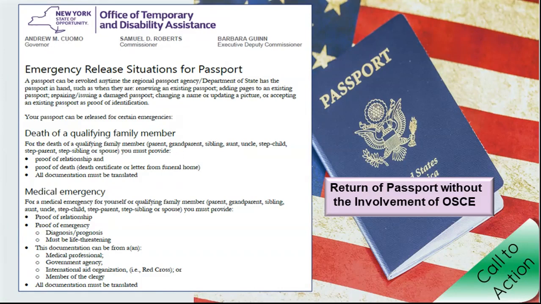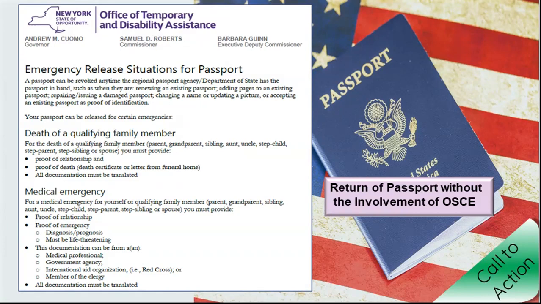Next, in the event that there's a death of a family member, again, they have a list of what is called a qualified family member: parents, grandparents, siblings, aunts, uncles, stepchildren, and the like. Now, they ask that you provide proof of relationship as well as proof of death. And also, the documents must be translated into English.